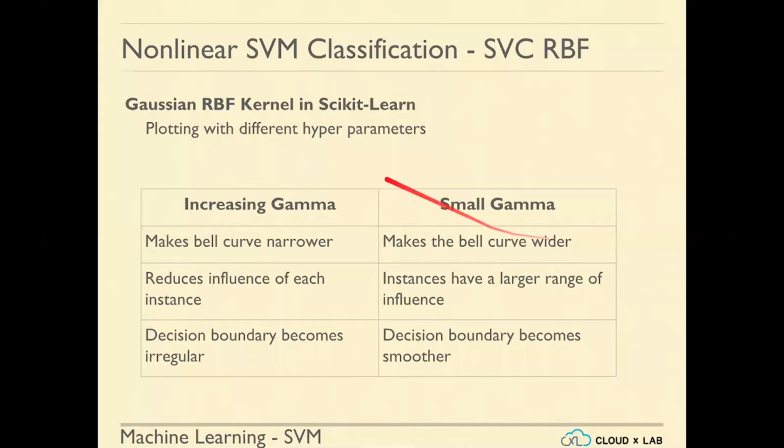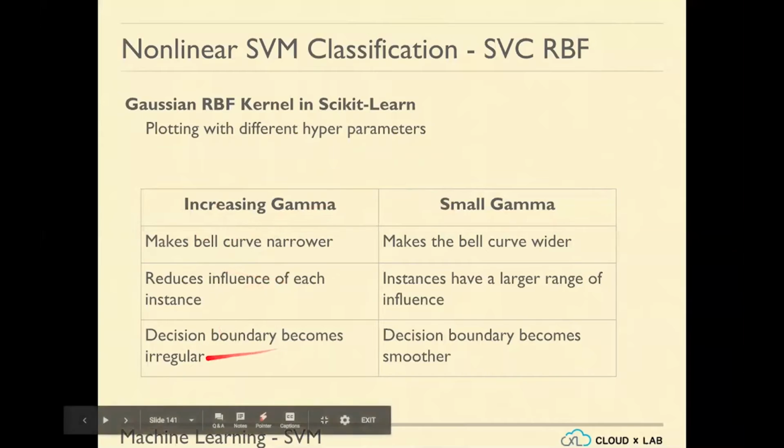All right. So increasing gamma reduces the influence of each instance. Decision boundary becomes irregular, and so on.